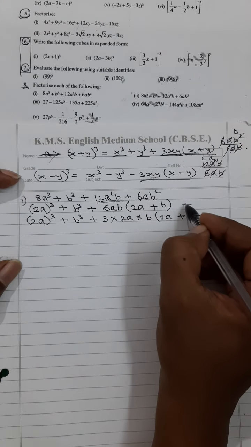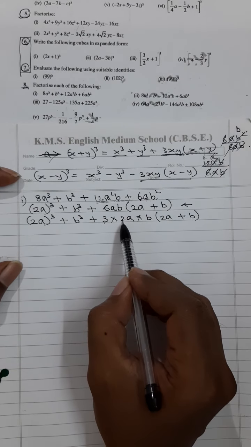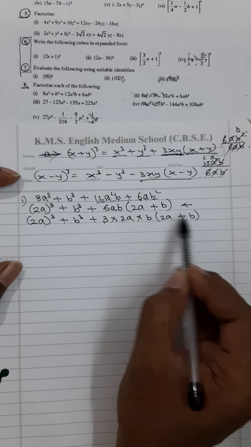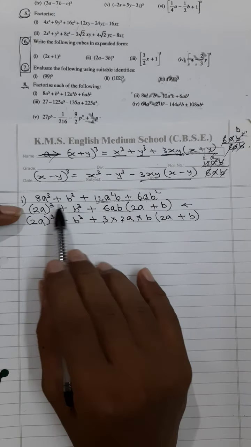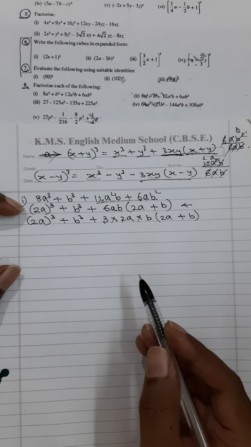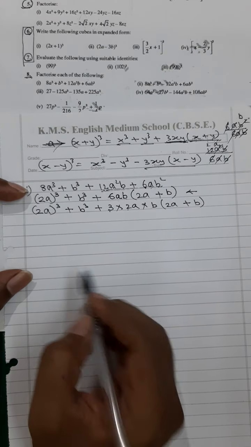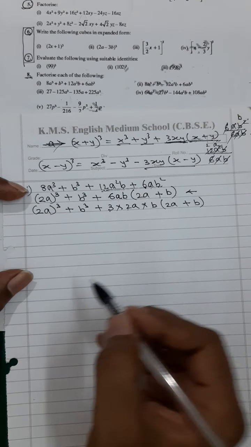If you solve this, it will be nice because it will show immediately whether your answer is right or wrong. 3 twos are 6ab in bracket 2a plus b. If this had not been there, if you open this also, you will get this. But better write this one, solve it and go forward. So this is how you have got the expansion done.